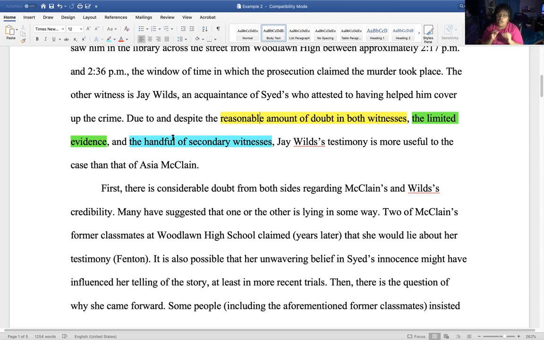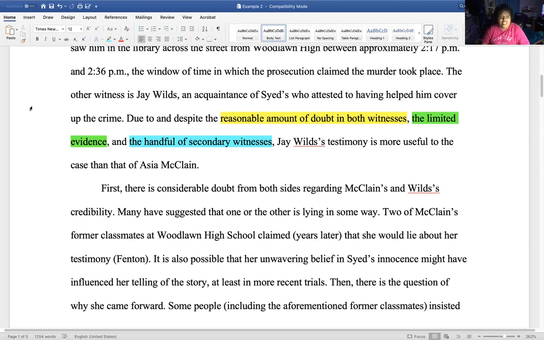Okay, so let's talk about a topic sentence. A topic sentence tells the reader, this is the first thing I'm going to talk about. So at this point, when you're writing and you've done your structure, you've decided which structure you're going to use. This particular structure is the point by point. You are saying, all right, the first thing I'm going to talk about is the reasonable amount of doubt in both witnesses, but you're going to do it academically. You're not going to say it like that, right?